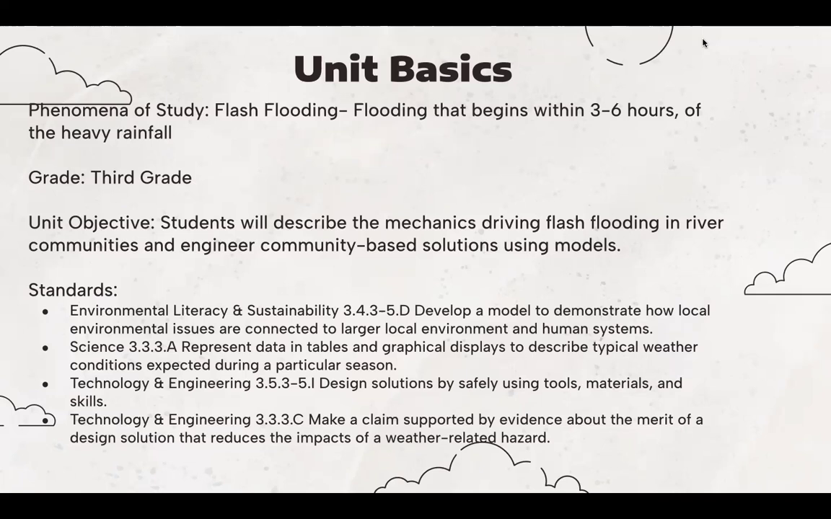Our standards for environmental literacy are to develop a model to demonstrate how local environmental issues are connected to larger environmental issues. The science standard is to represent data in tables and graphical displays to describe typical weather conditions. And we have two technology and engineering standards, the first being to design solutions by safely using tools and materials, and the second to make a claim supported by evidence about the merit of the design.